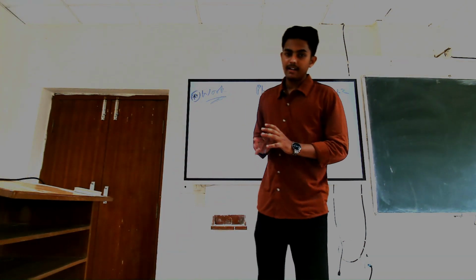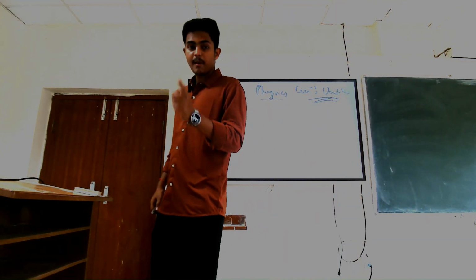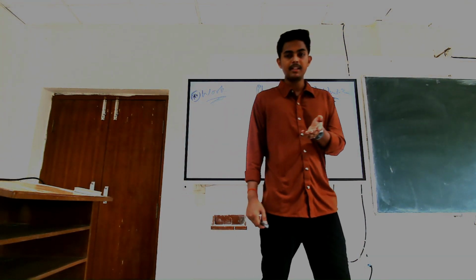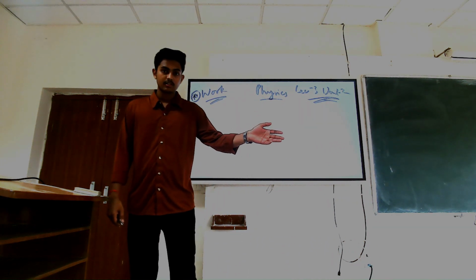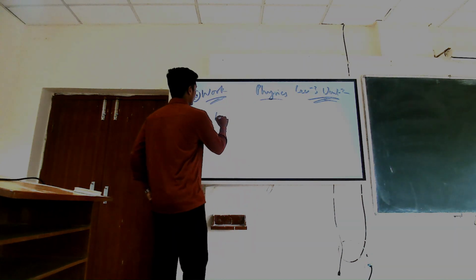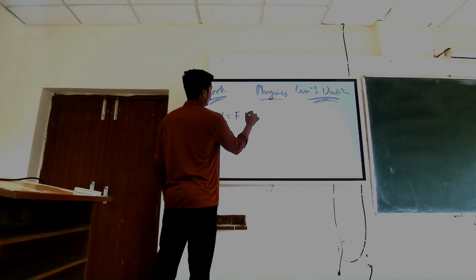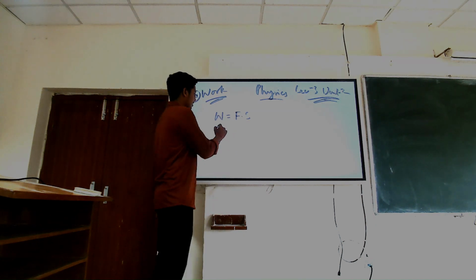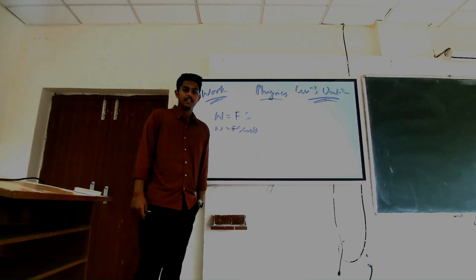In physics, we define work as the product of force and displacement. To make it simple, the product of force and the distance moved by the object by that force is known as work done. Work is denoted by W, which is equal to F dot S. This dot is not a multiplication, it is simply a dot product. We can say W equals F S cos theta.